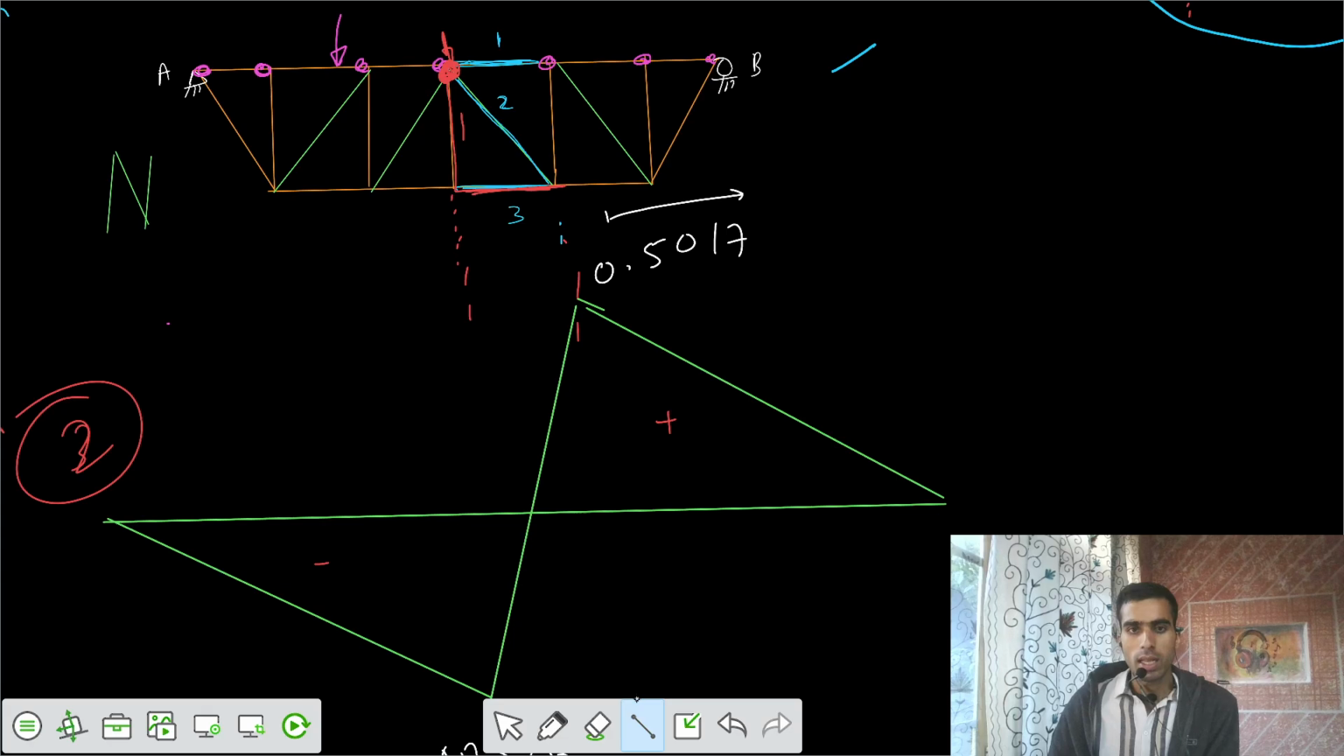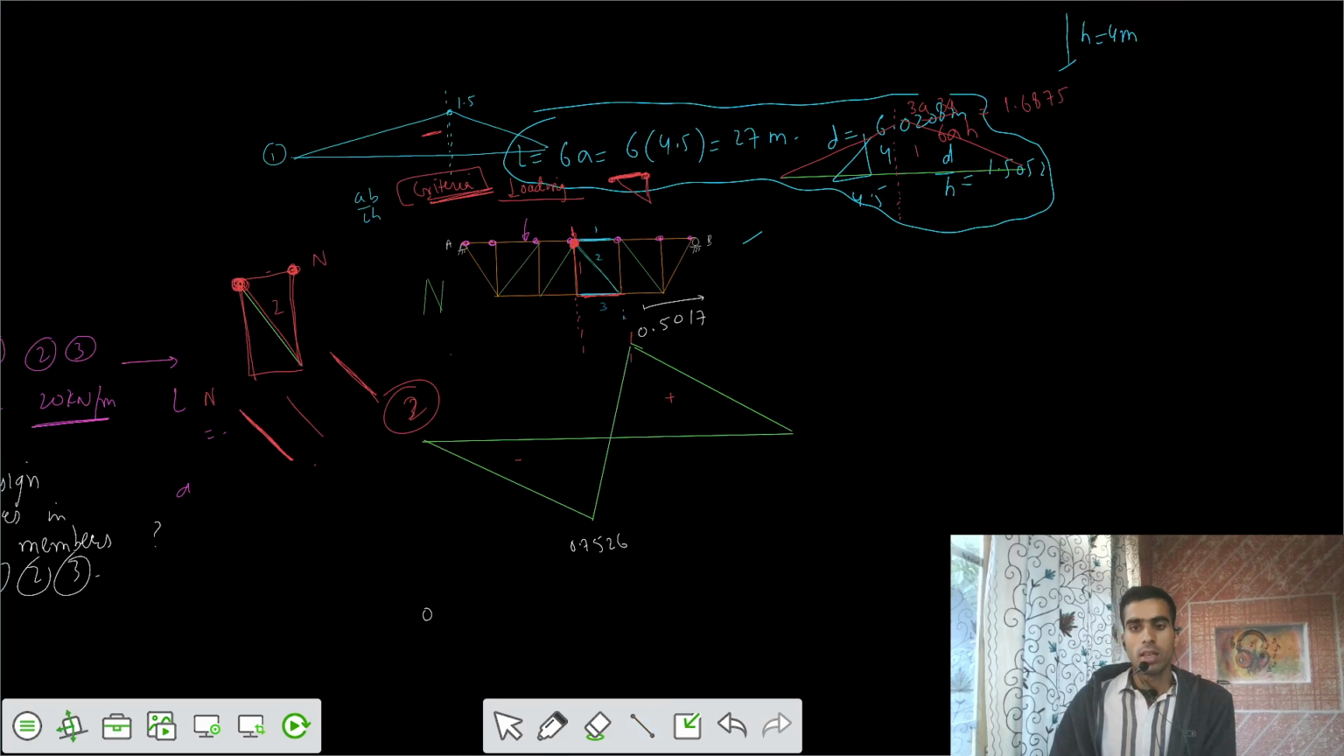Let's take the first case, the calculation for the member force for member 1. Let's go for that one. Design force for member 1.